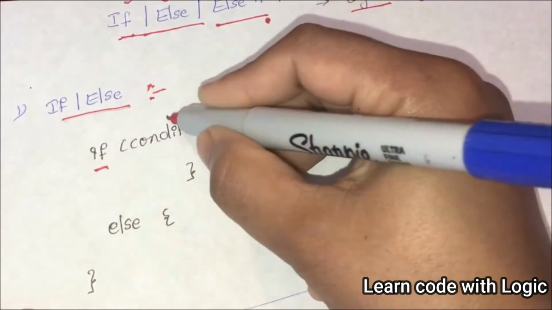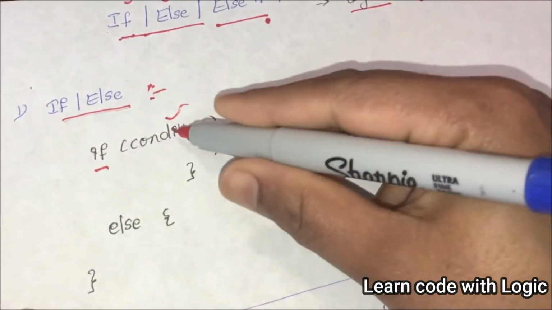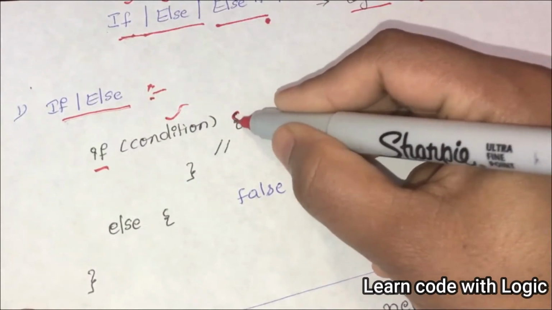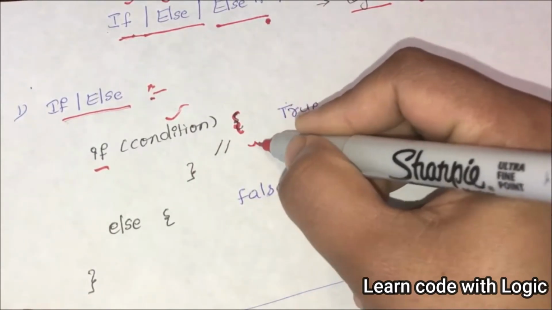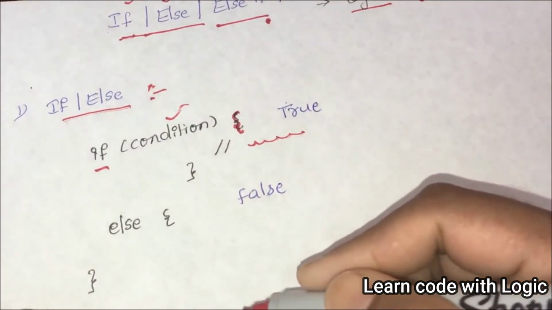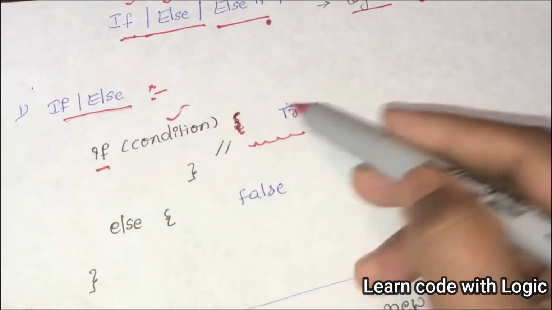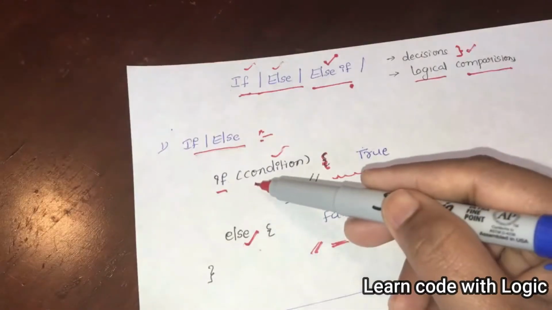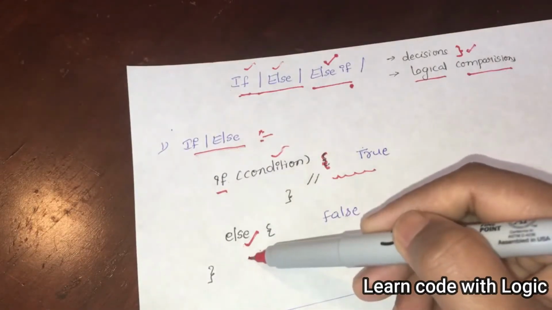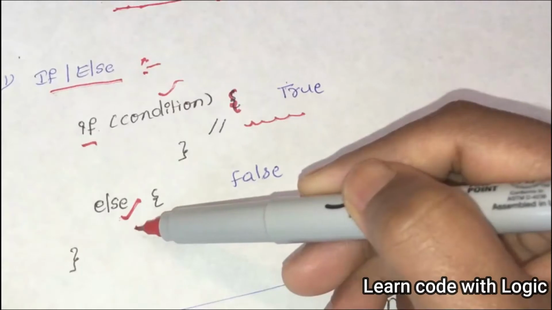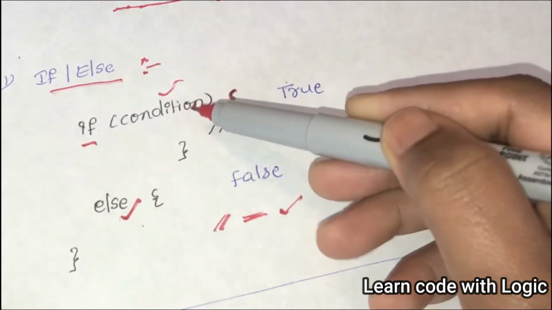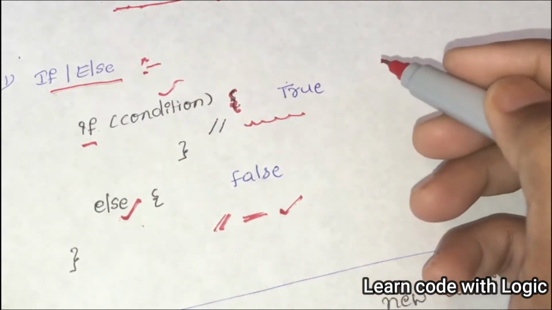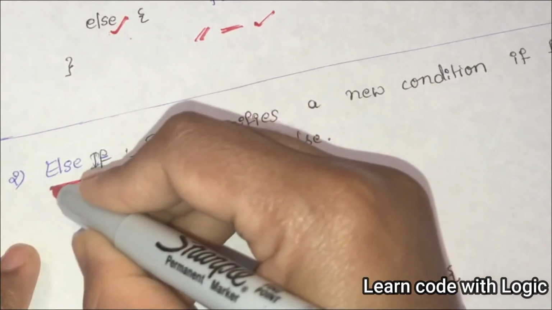If checks the condition. If the condition is true, then it performs the operation whatever is there. If the condition is false, it immediately goes to else. So here if has a condition, but else doesn't have any condition; it comes into the picture when the if condition is false.